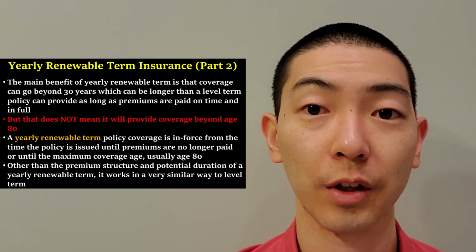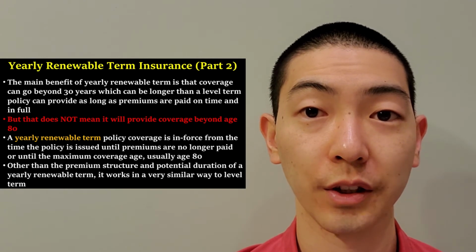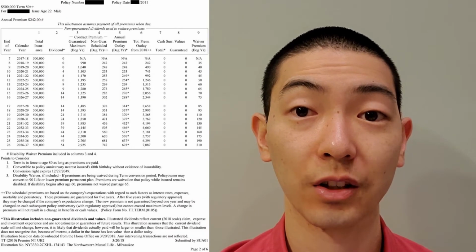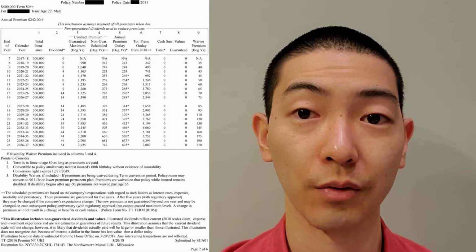Other than the premium structure and potential duration of a yearly renewable term, it works in a very similar way to level term. Here's an example of what a yearly renewable term illustration looks like, and there are several columns to look at with different values.